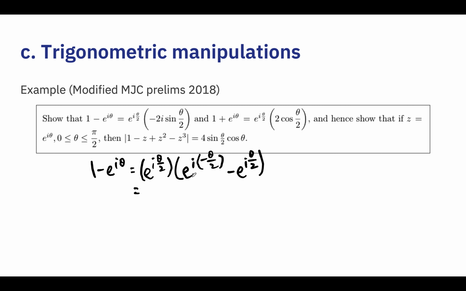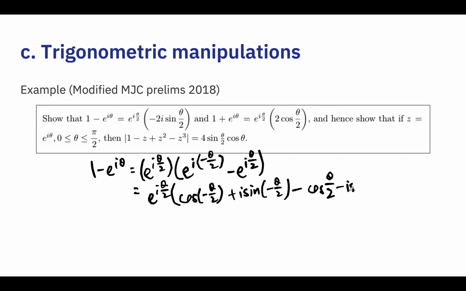Right, and then we can write each of these terms here in their polar form, because we want to get things in terms of cosine and sine, and hope the cosine terms cancel out. So it'll be cosine of minus theta over 2 plus i sine of minus theta over 2, minus cosine of theta over 2, minus i sine of theta over 2. And the next thing we have to do is to convert each of these angles into their positive versions so that we can do the cancellation.